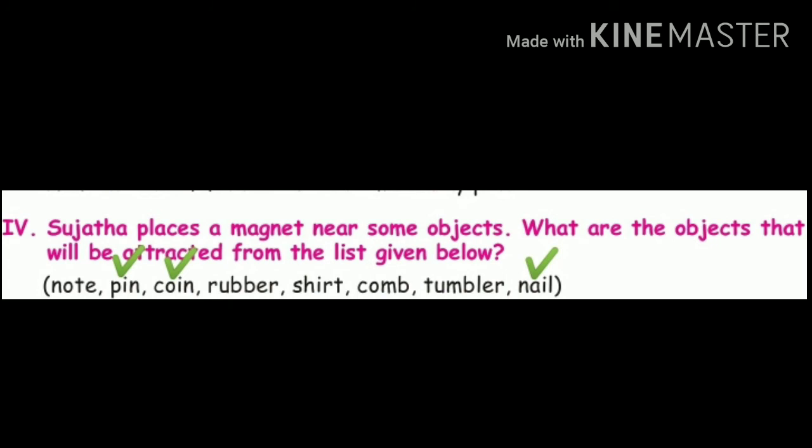Next one, pin. Pin will be attracted by magnet, so it is a right answer. Then coin. Coin are also attracted by magnet. Then rubber. Rubber cannot be attracted by magnet. Then shirt, it's a cloth, it cannot be attracted. And comb. Comb is made up of plastic, so it cannot be attracted. Tumbler is also made up of silver, so it cannot be attracted.